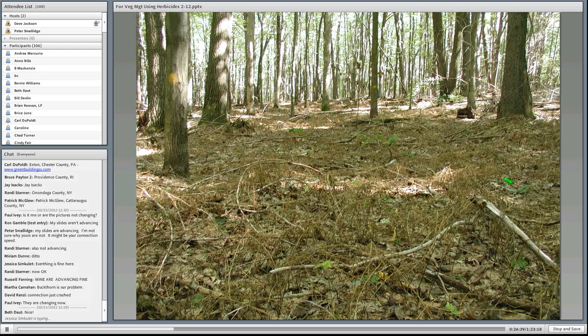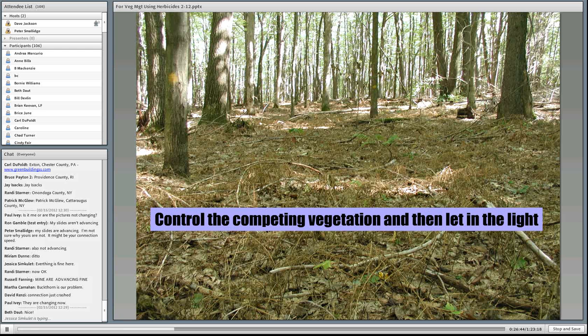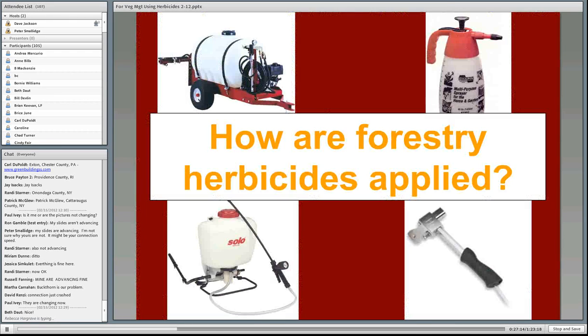But the point of this is that we want to control the competing vegetation and then let in the sunlight. You can see the stand is marked for a timber sale, but the herbicide treatment was done prior to any harvesting taking place, because once you let that sunlight in, once you get all those tops on the ground, you make the plants, number one, just explode with the sunlight that's added to it, and number two, the access is much more difficult once you have the logging debris in there. So if you're going to do these controls prior to a harvest, that would be the ideal time.